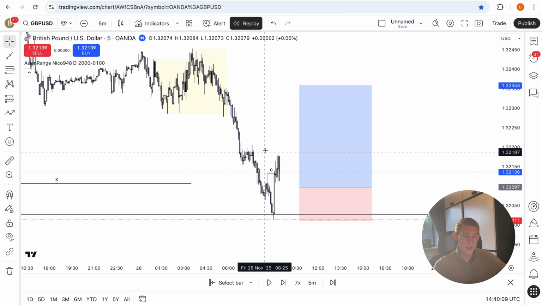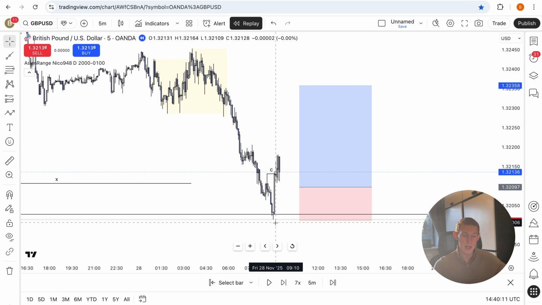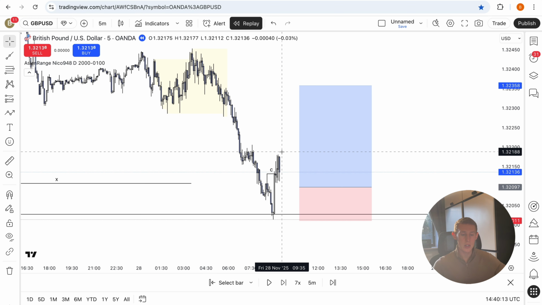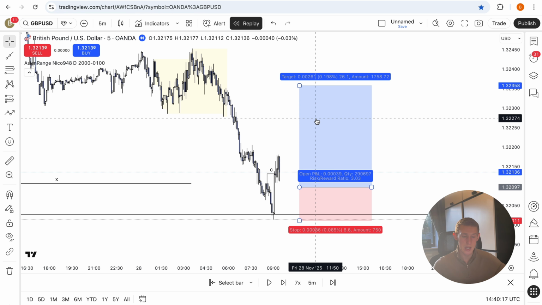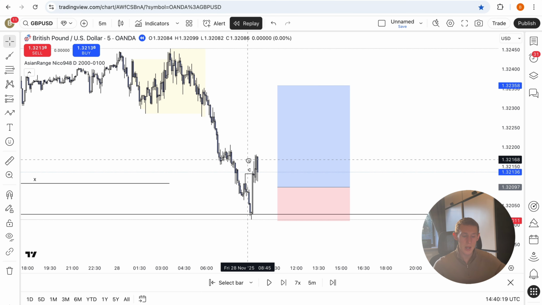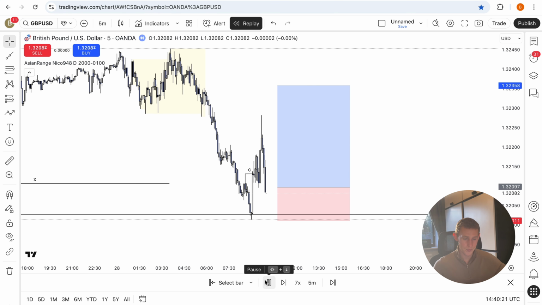But yeah, regardless, what we're looking for in terms of the entry, like I said, just to repeat this: M5 change of character plus imbalance, retracement into a discount, mechanical 1 to 3 take profit, stops just below the low, and it is as simple as that.